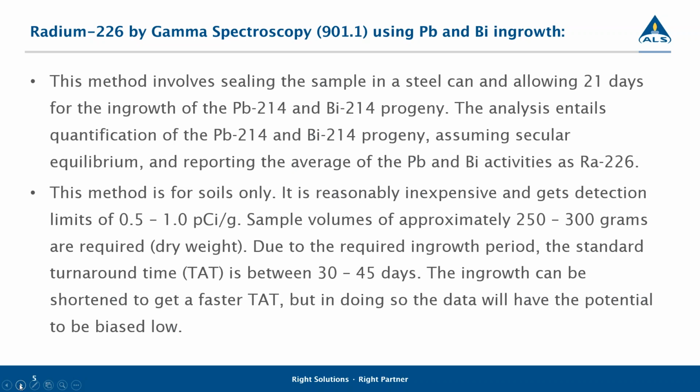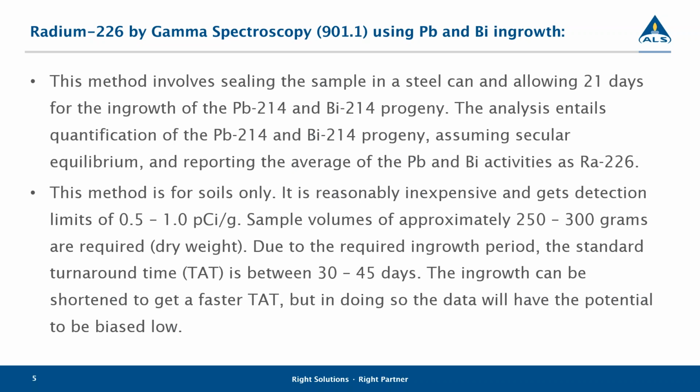So this is a good method for soils. It's fairly inexpensive. The detection limits can get down fairly low. I have 0.5 listed here, but we have done some projects where we've gone all the way down to 0.1 picocurie per gram. You do need a good amount of volume for it. 250 mils to 300 is usually what we advise for grams.